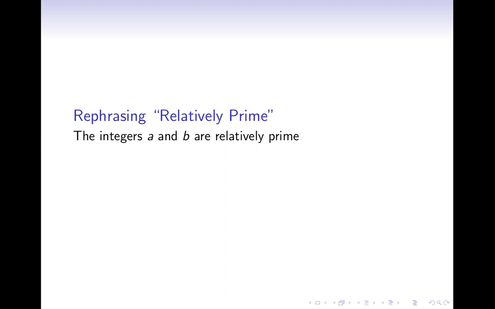So, how do you say A and B are relatively prime using the greatest common divisor terminology? The integers A and B are relatively prime if and only if the greatest common divisor of A and B is 1.